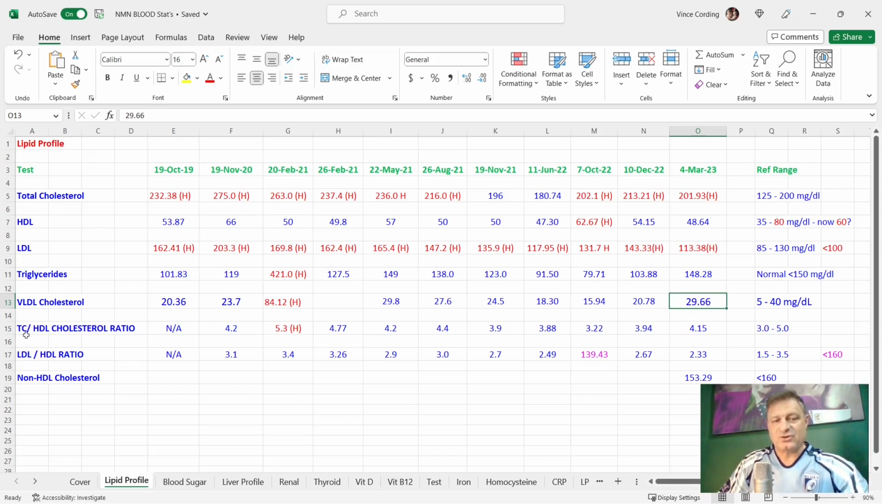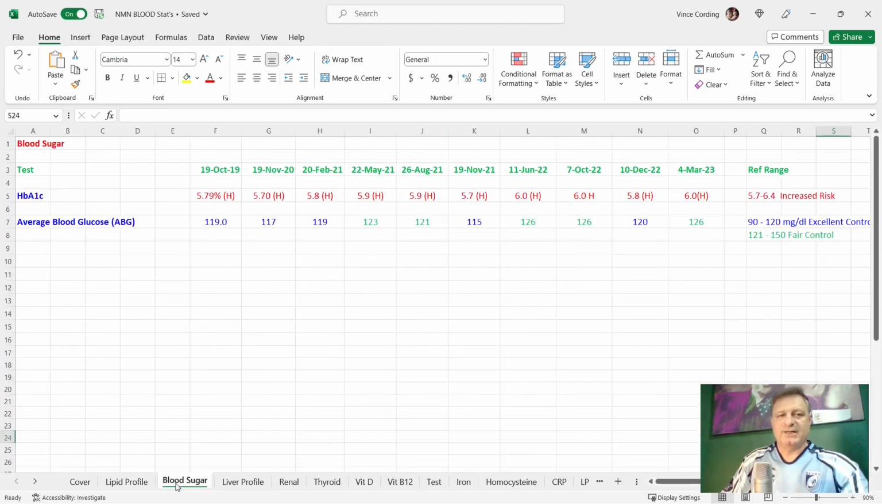My total cholesterol to HDL ratio, 4.15, that's okay. LDL ratio with HDL is good, and they've started to add now the non-HDL cholesterol. They're saying anything under 160 is okay, and I think for me 153 is a good score too. So that's it for lipid profile.